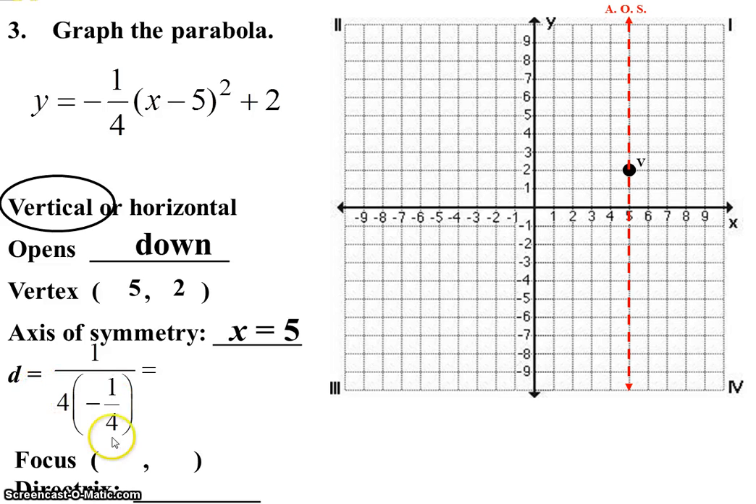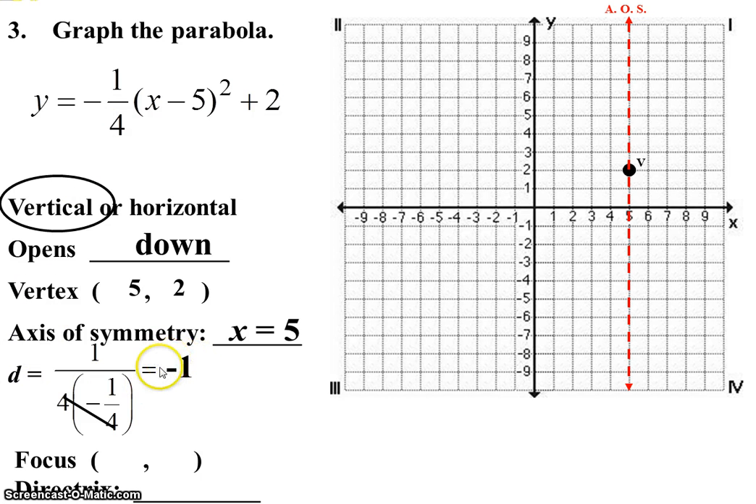Well, that's just 4/4, right? Negative 4/4 is negative 1. And 1 divided by negative 1 is just negative 1. And again, we should expect that this was negative because it's opening down. So whenever the parabola opens down or left, you're going to get a negative value for D.